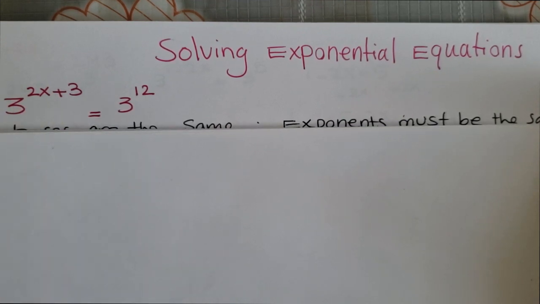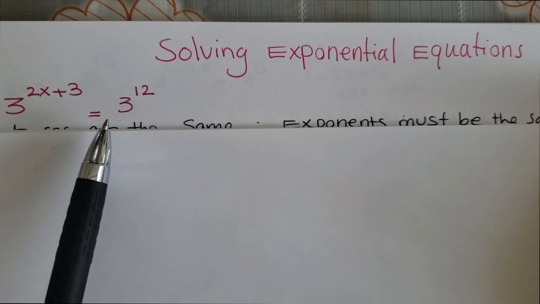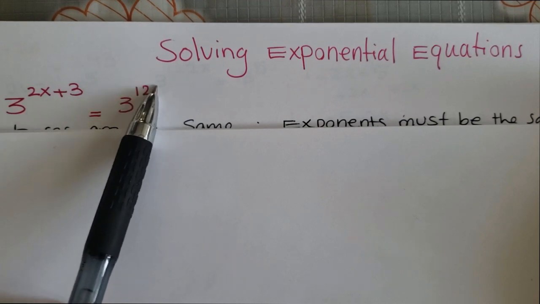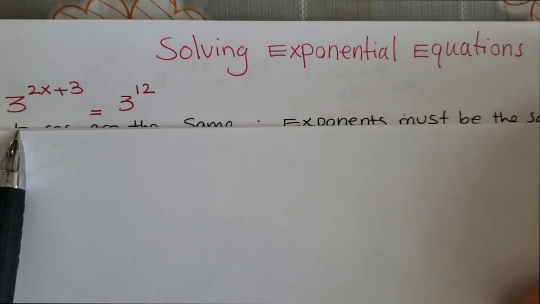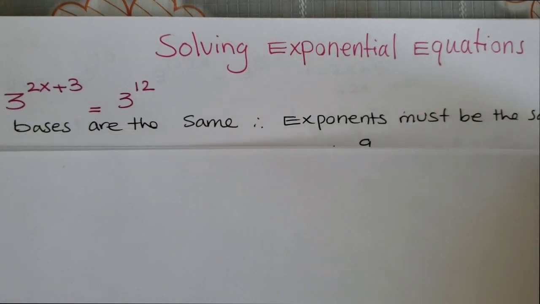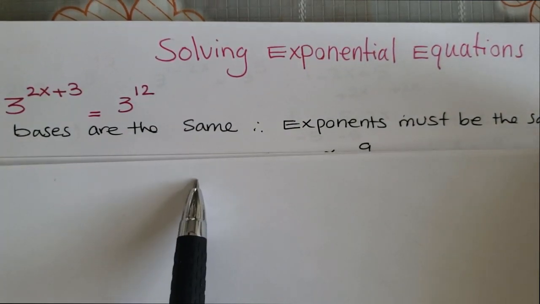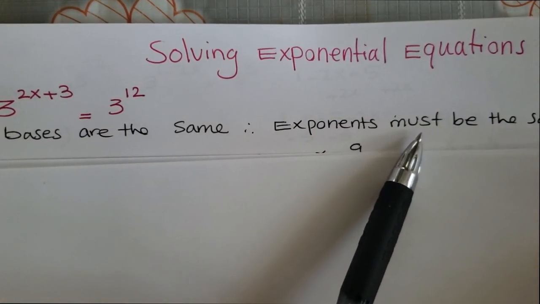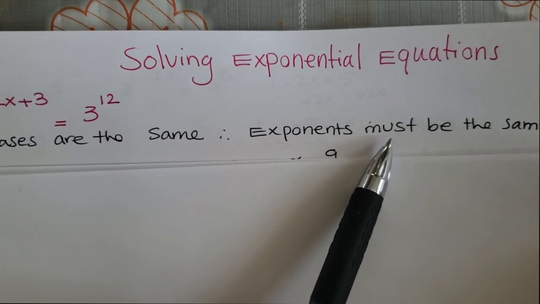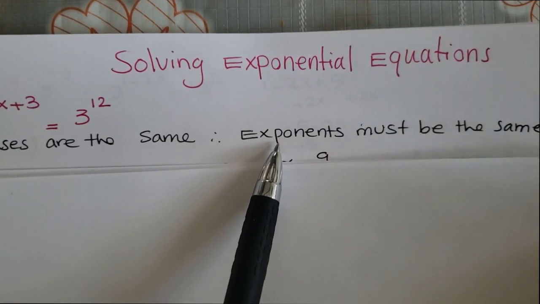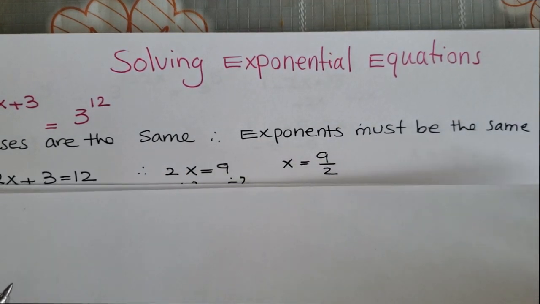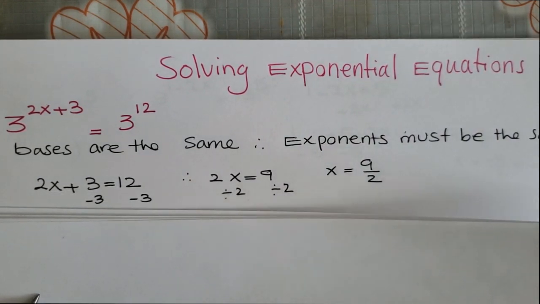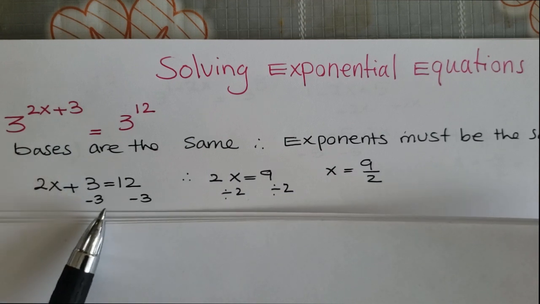On each side of the equal sign we have an exponent. Here the exponent is a binomial and here it's a constant. As you can see, both of them have the same base. If the bases are the same, that means the exponents must be the same in order for the two sides of the equal sign to be the same. So exponents should be equal to one another. In order to solve this equation, we equate the exponents. So 2x plus 3 should be equal to 12.